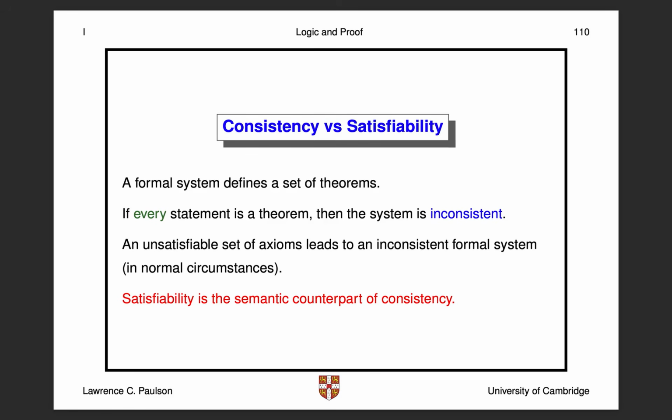Now, this is clearly related to the notion of satisfiability, or rather in its negated form, unsatisfiability. If you have an unsatisfiable set of axioms, and you connect it to any reasonable formal system, the result will be inconsistent, so you will get the ability to prove anything in your formal system. So satisfiability is the semantic counterpart of consistency. And we will see that many theorem-proving methods work by looking at a set of formulas and detecting their unsatisfiability.